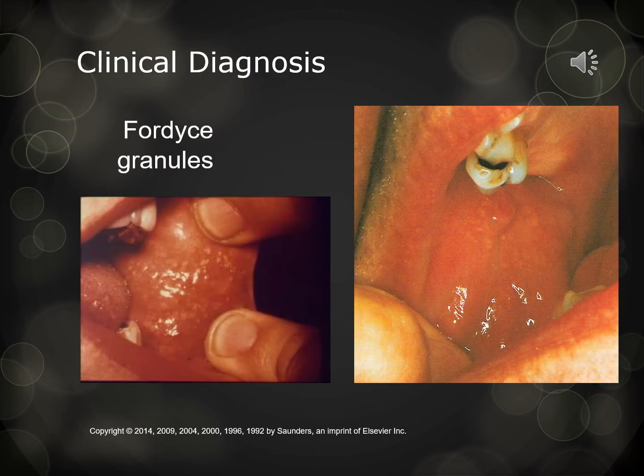This is a picture of Fordyce granules. They are papules and are seen on the soft tissue in variations in the oral cavity. They are ectopic sebaceous glands characterized by yellowish-white papular lesions scattered throughout, usually on the buccal mucosa and the vermilion border of the lip.